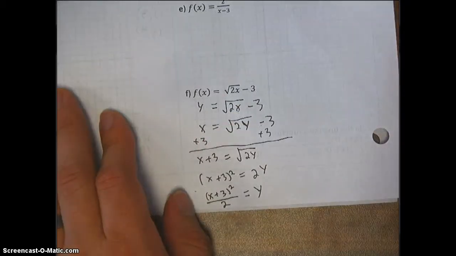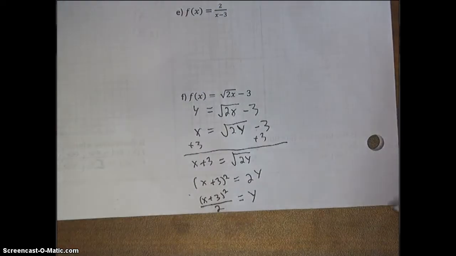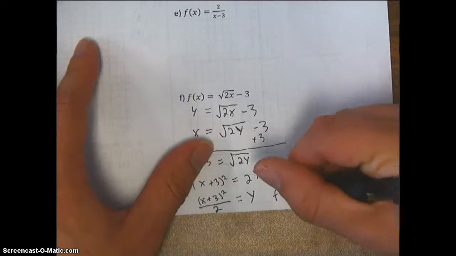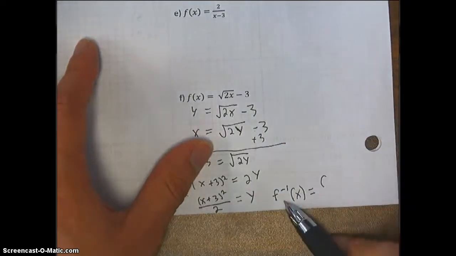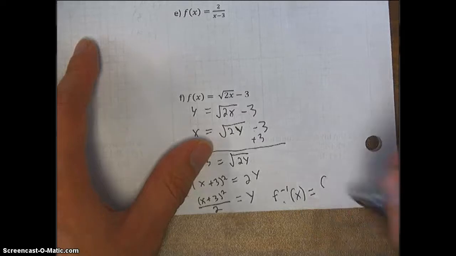Now this is almost it. This is almost the answer. The last thing we need to do is change that y into function notation. It's not an inverse until you tell me it's an inverse. And that's what this tells me. This f negative 1 of x.